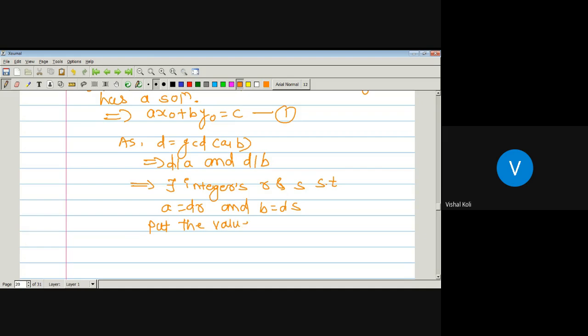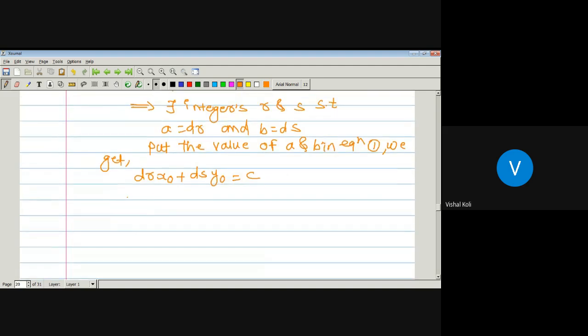Put the value of a and b in equation number 1. We get d r into x naught plus d s into y naught, which is equal to c. So it is nothing but d common, r x naught plus s y naught, which is equal to c.